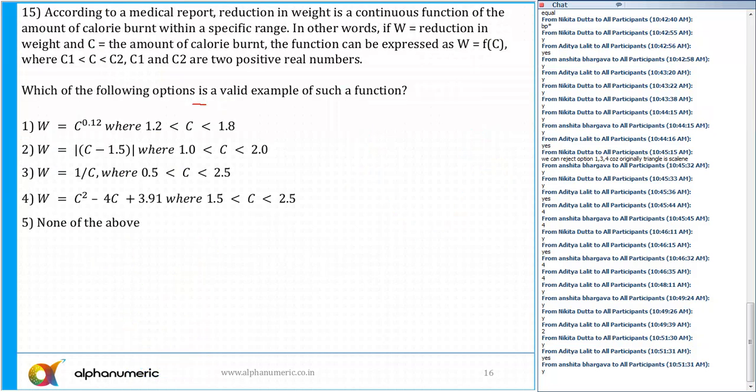15th. Yeah, that I can rate as difficult. Tell me, what is the answer of 15th?